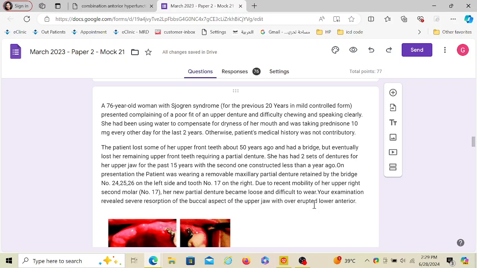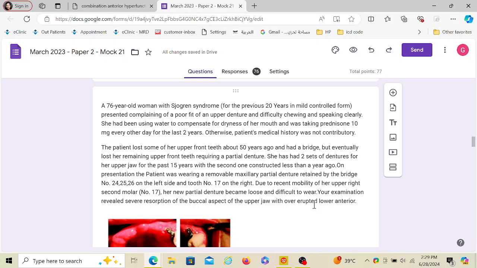A 76-year-old woman with Sjogren's syndrome for the previous 20 years in mild controlled form presented complaining of a poor fit of an upper denture and difficulty chewing and speaking clearly. She had been using water to compensate for dryness of her mouth and was taking prednisone 10 milligram every day for the last 2 years. So she's taking corticosteroids, okay? Because she has an autoimmune disease. Makes sense. Otherwise, the patient's medical history was not contributory.